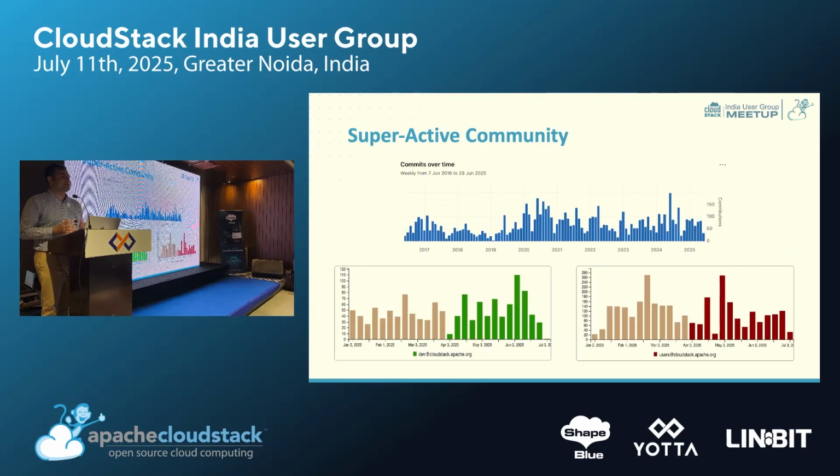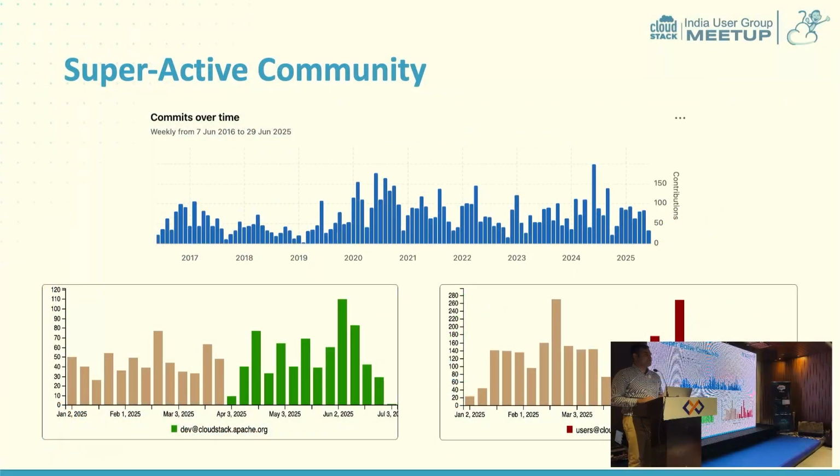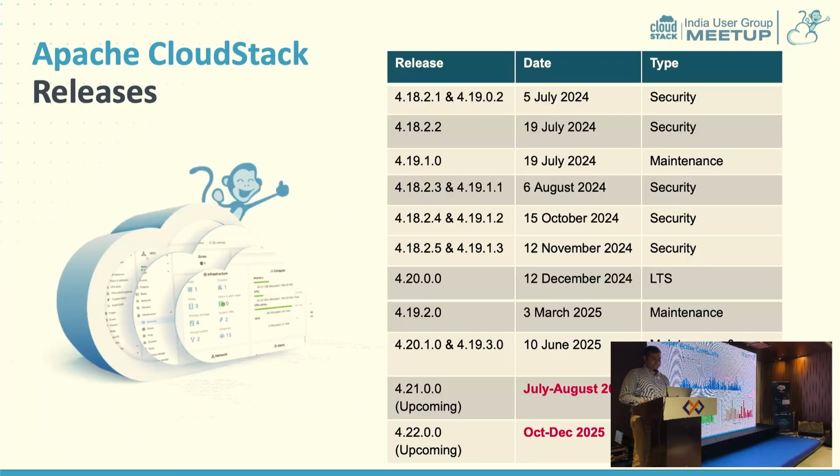These are some statistics to prove my point why it's a super active community. Since 2016, you can see fairly consistent contributions coming from a wide, diverse set of contributors, right? In fact, it's increasing if you see from 2016, 17, and now. And our dev and users mailing lists are also very, very active.